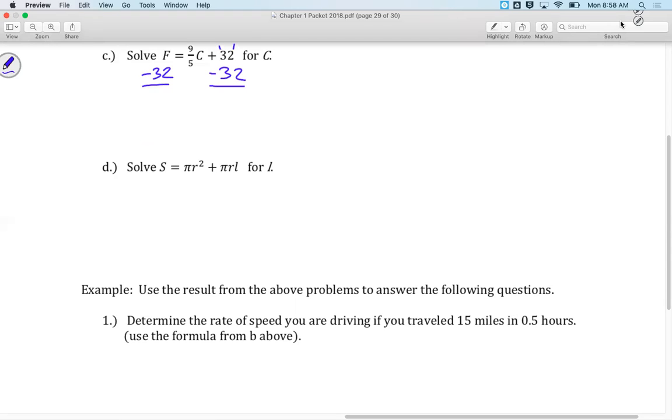Those cancel. So we're going to get F minus 32 equals 9/5 C. Now this is the tough part. Ready? How do you get rid of 9/5? And I want the good answer. I don't want the weird answer. It's like divide by 9/5.